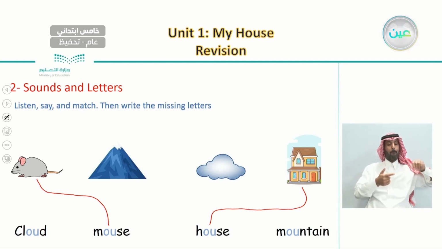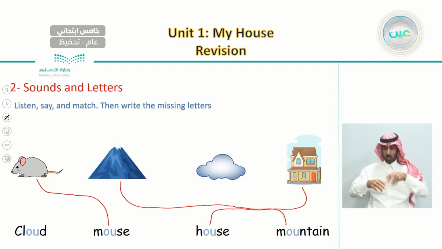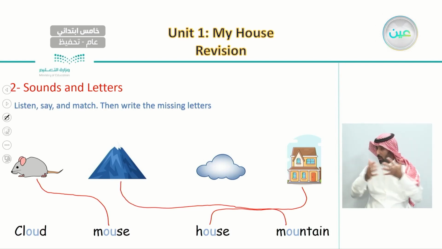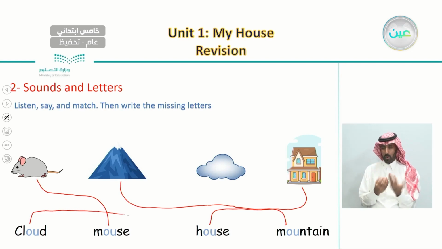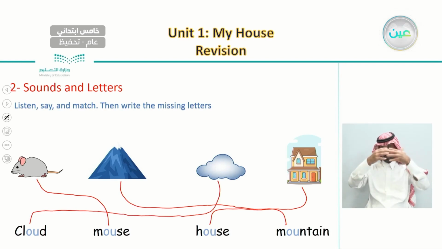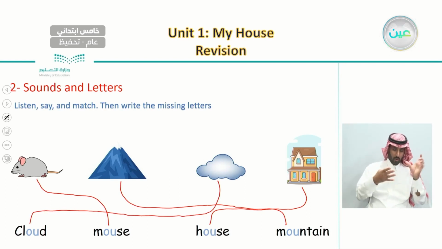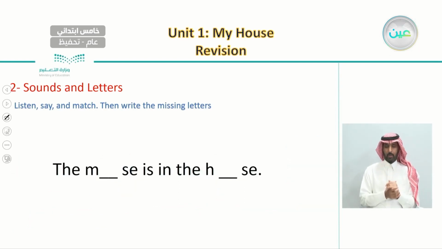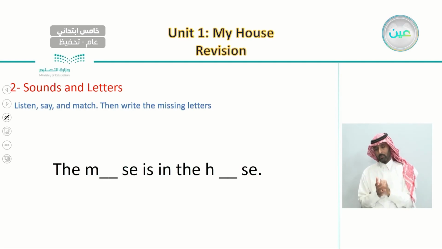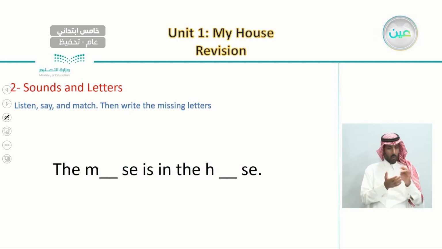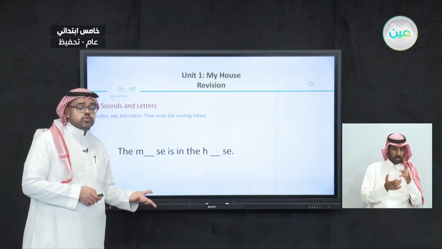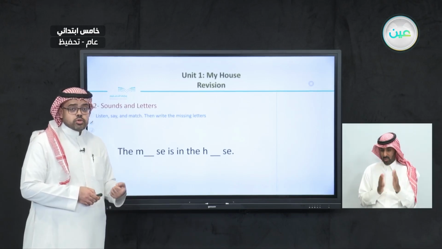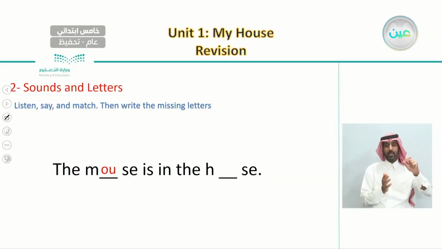And we said that mountain is something that we can climb. And also cloud is a type of weather. Cloud. So here you go. This is how we match these words with their pictures. And after this, we did write the missing letters of two important words that we often use in this lesson, which is the mouse is in the house.